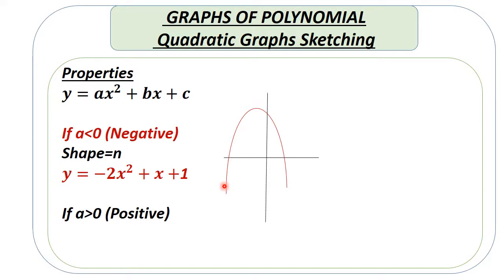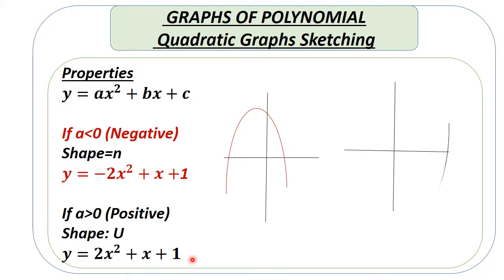Then when it's positive, that is if a is greater than 0, it's going to have a U shape, like a cap. So for example, if you have y is equal to 2x squared plus x plus 1, 2 is positive, so it's going to be shaped like a cap, like this. So this is the first information that you need, the shape of the graph. You have to have an idea whether it's shaped like this or like this.